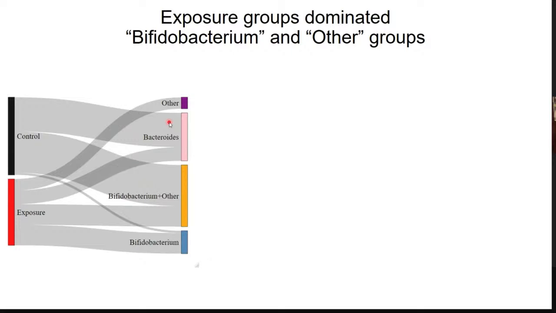We also checked using a different method. As you can see, this is the cluster with no Bacteroides or Bifidobacterium, and this is a cluster dominated only by Bifidobacterium. For these 2, there is only 1 subject from the control group; all the rest are from the exposure group. But for the other 2 clusters, they are evenly distributed between the control and the exposure groups.